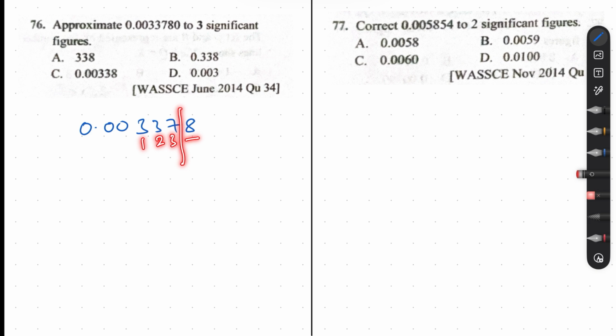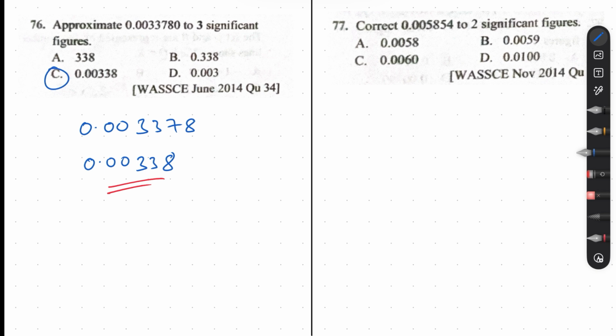But this is more than 5, so we need to what? Round it. So we are going to have 0.00338 because we rounded this up. Okay, so that is our answer, 0.00338, which is C. Cool.